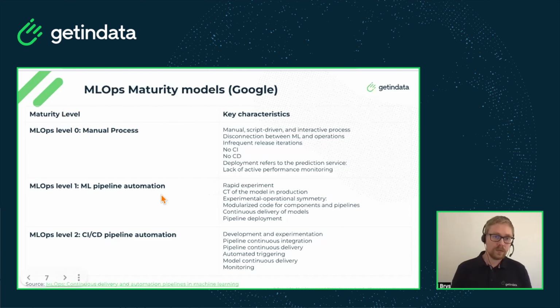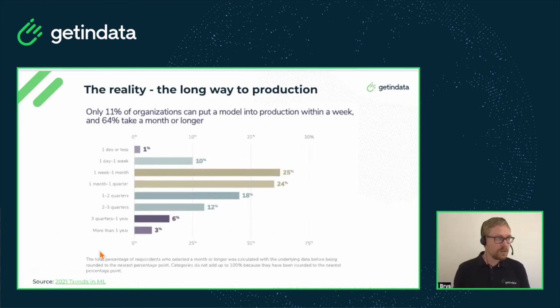And then when you are ready with level 1, you may make the next step to level 2, which is about CI/CD and pipeline automation. So it's not only about model training, but level 2 is also about model deployment in production, model monitoring, and, for example, triggering the retraining of the model when the model performance in the production environment breaks some threshold.